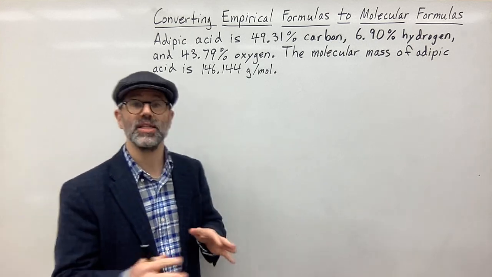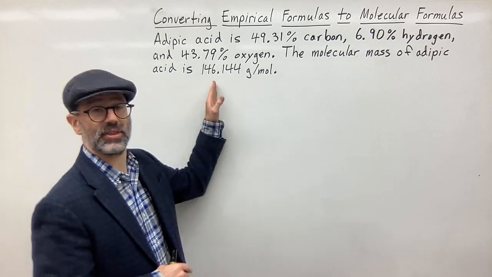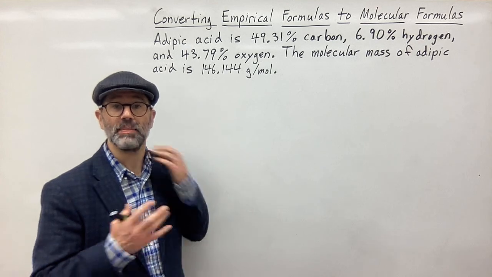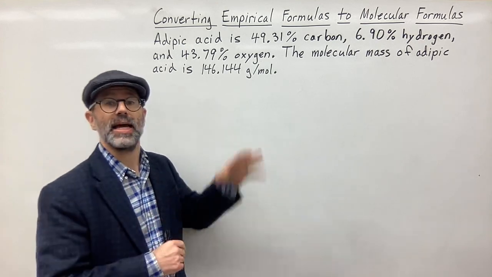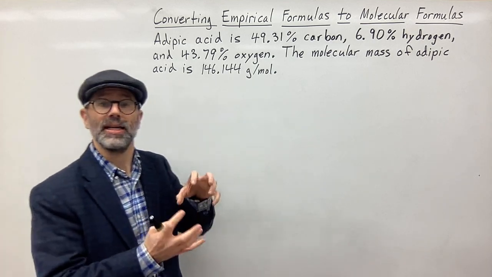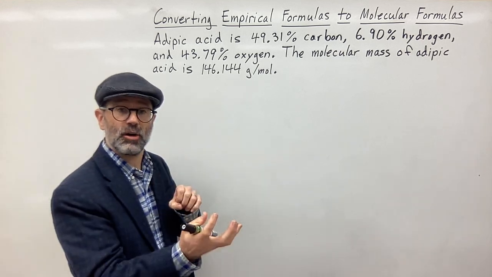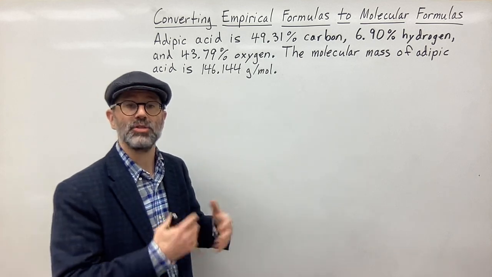Okay, so we need to find the empirical formula so that way we can calculate what the formula mass of the empirical formula is and compare that with the molecular mass of adipic acid. By comparing the empirical formula mass and the molecular mass, we can figure out by what factor the empirical formula and the molecular formula differ, and then that factor is what we need to multiply by.